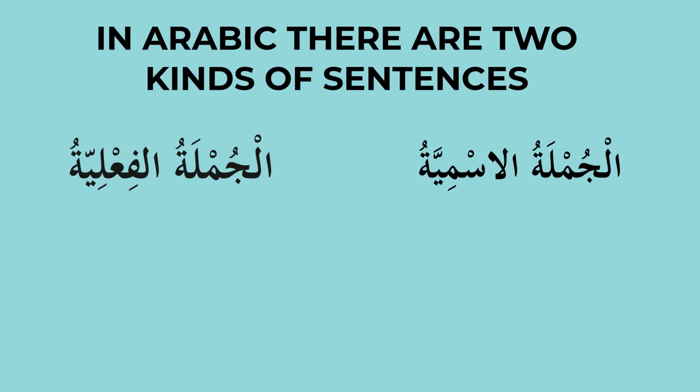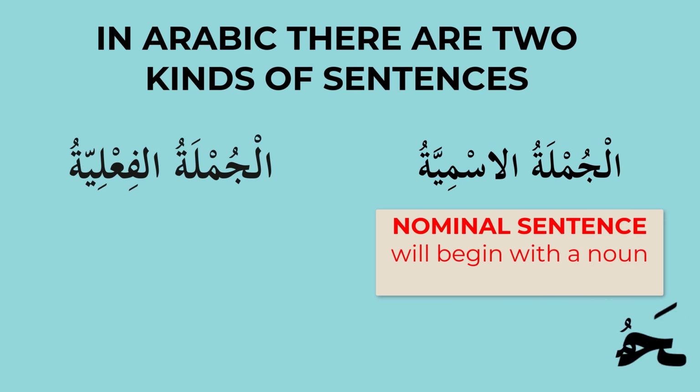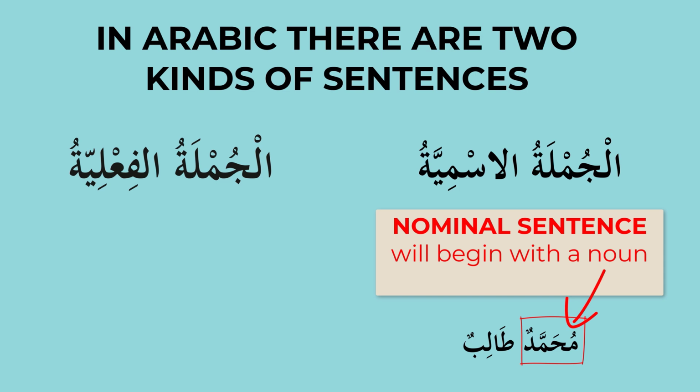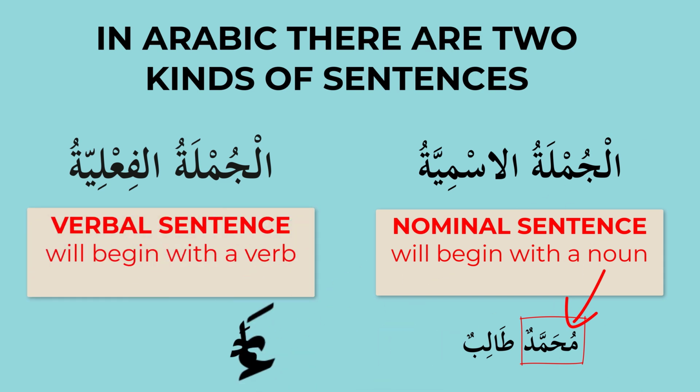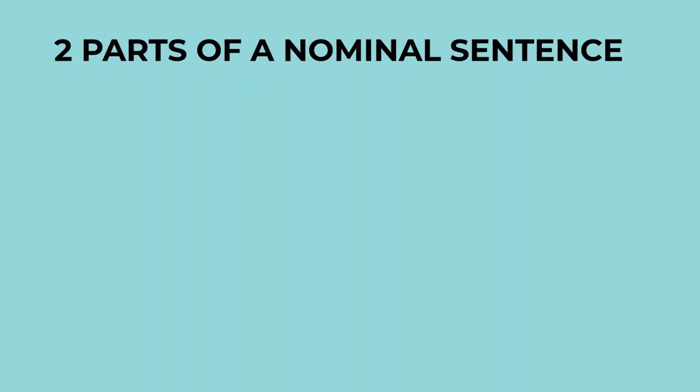Al-jumlatul ismiyatu, what do we call in English? Nominal sentence will begin with a noun. And al-jumlatul fi'liyatu, in English, verbal sentence will begin with a verb. Okay, fine. Easy, very easy. Let's talk about it in English.